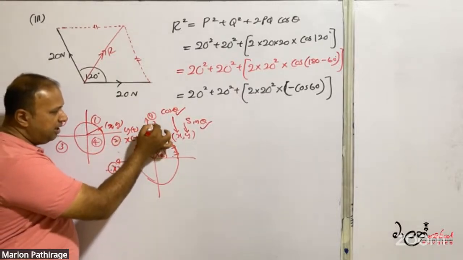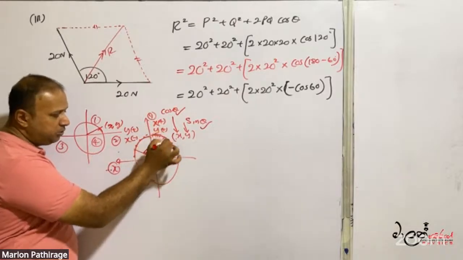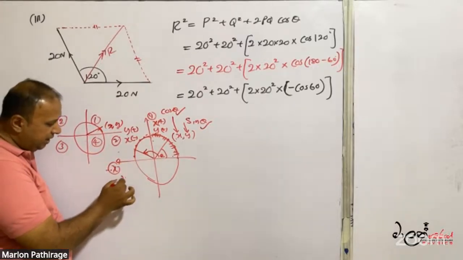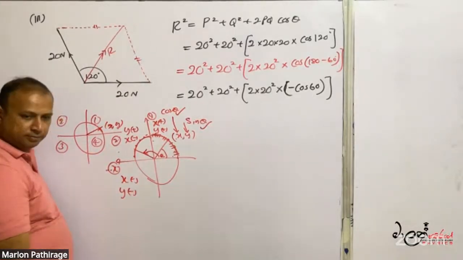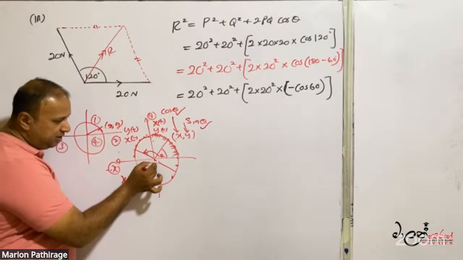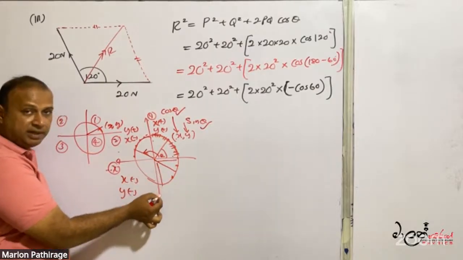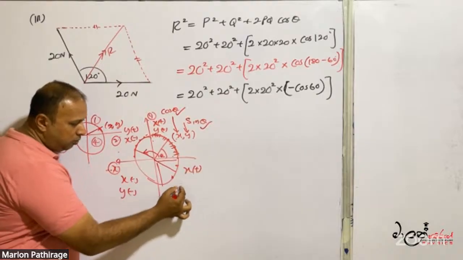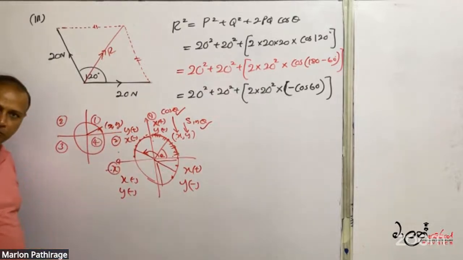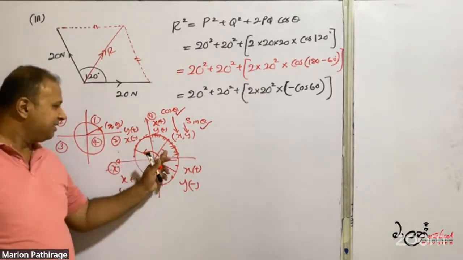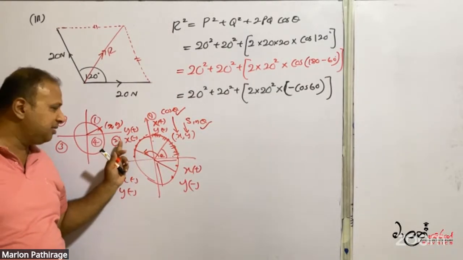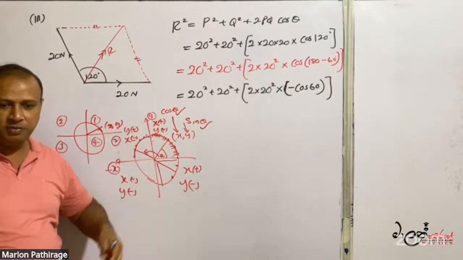Here, x positive, y positive, all are positive. If you consider the third quadrant, all are negative. If you consider the fourth quadrant, look at this one. The x side is positive, but the y side is negative. That means x positive, y negative. Therefore, it is very clear. Cos 120 belongs to the second quadrant, so as it is a cos value, that value should be negative.